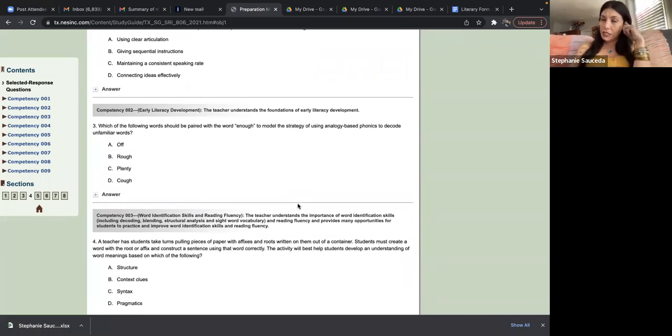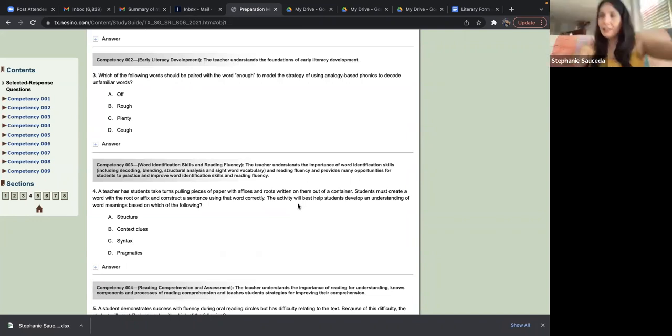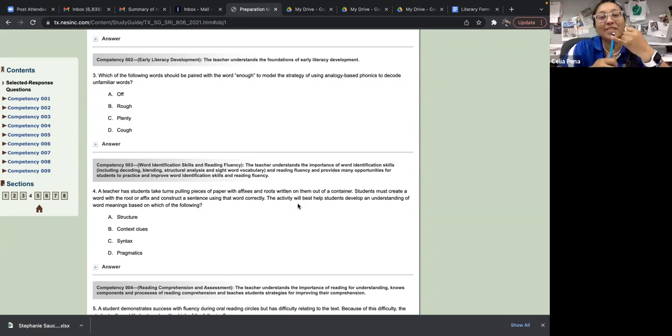Have you taken a look at the TEKS 4 through 8? Yes. Okay, good. Before, I was just a math teacher. Like, I teach math and social studies. But last year I taught reading intervention. I taught all four subjects.